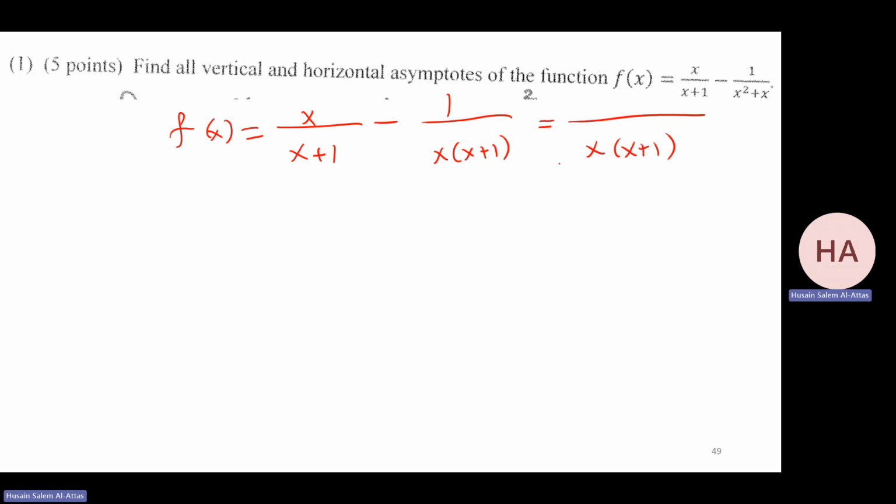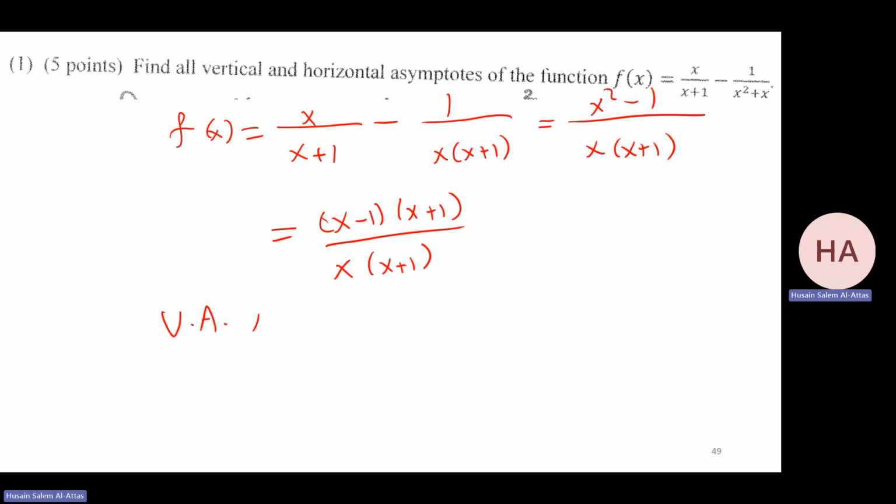Find the vertical asymptote and horizontal asymptote. First, you need to simplify the function. Common factors, common denominator, I mean, x plus 1. It's here x plus 1, x squared minus 1. That will be x minus 1 times x plus 1, x plus 1.